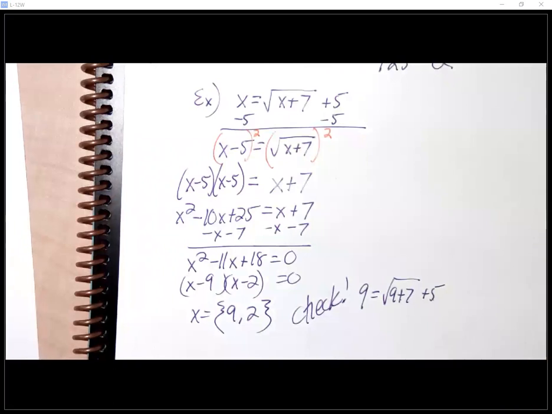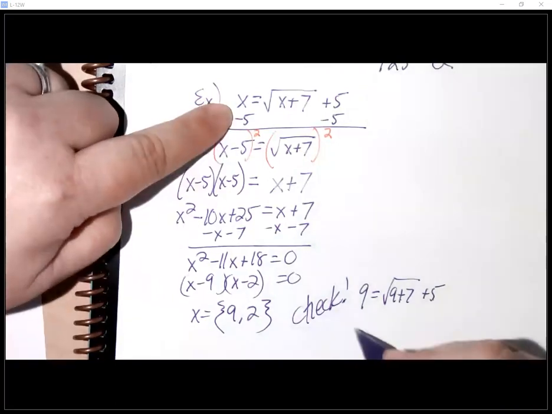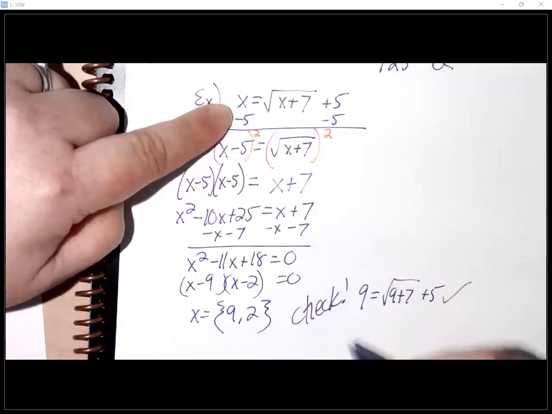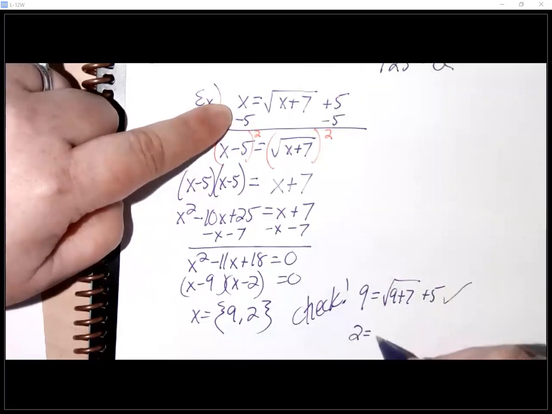Let's try 2, shall we? So 9 is fine. Is 2 equal to the square root of 2 plus 7 plus 5?